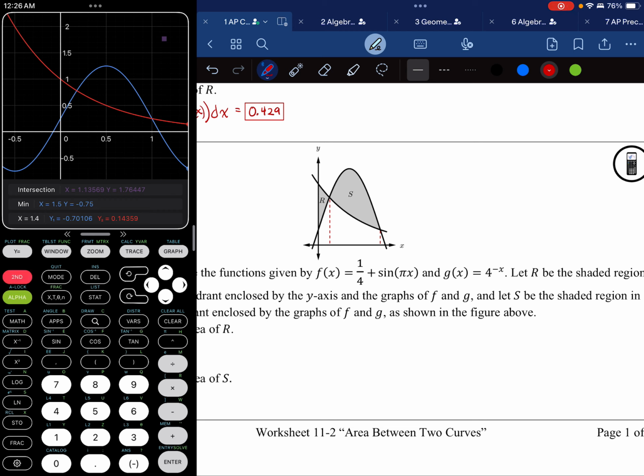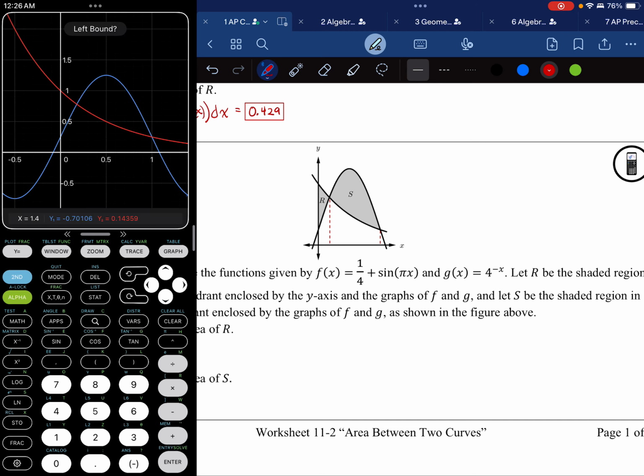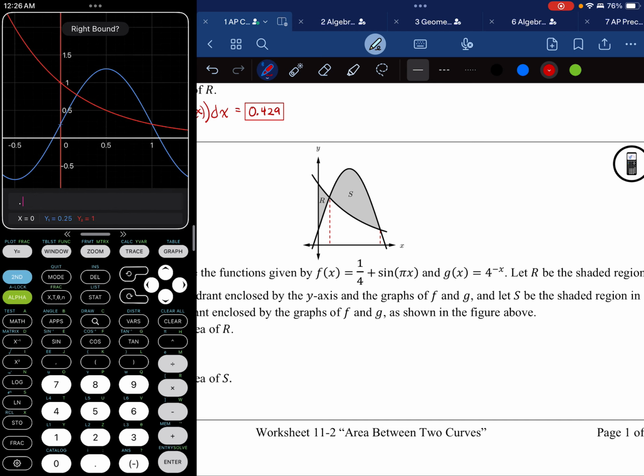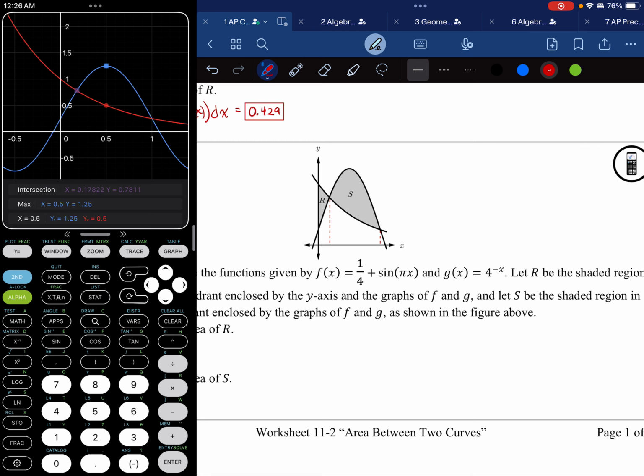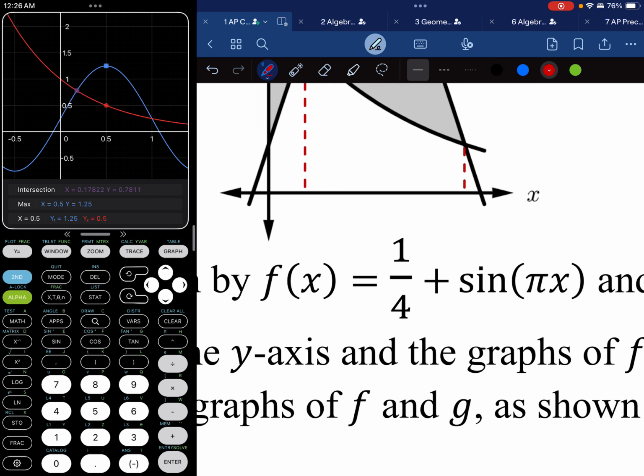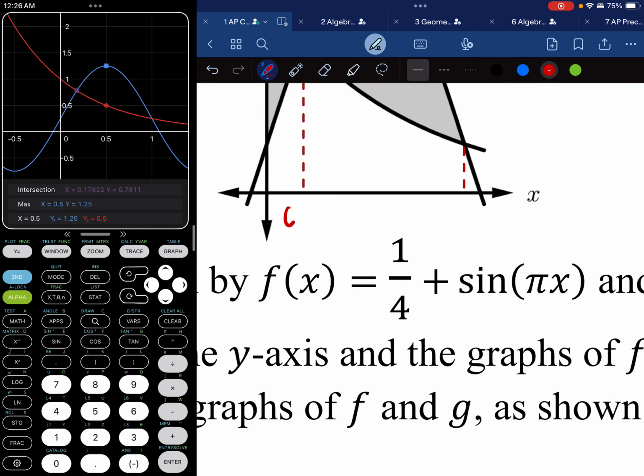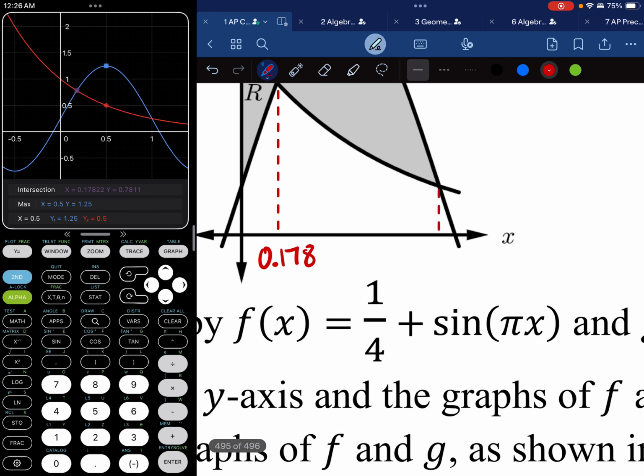So I'm going to hit second trace to do a calculation. I'm going to hit 5 for an intersect. My left bound is going to be 0. My right bound is going to be 0.5. And my intersection for that first one that I found is going to be 0.178.